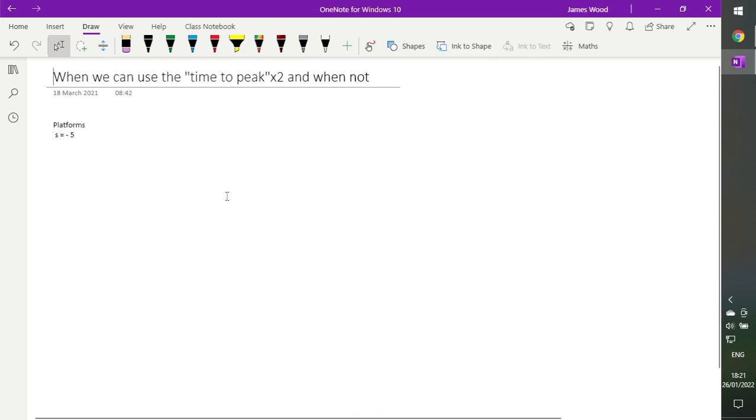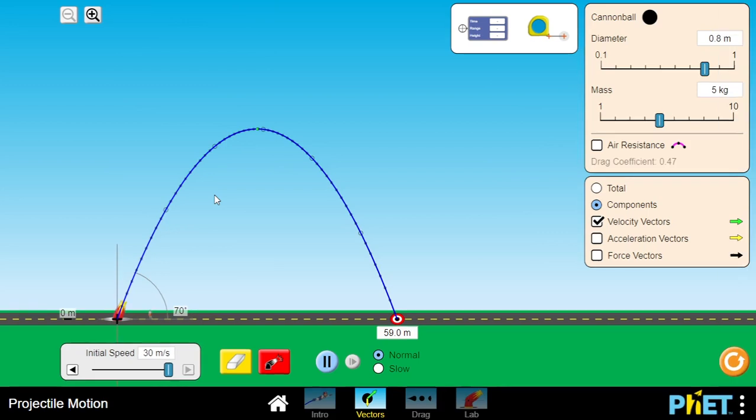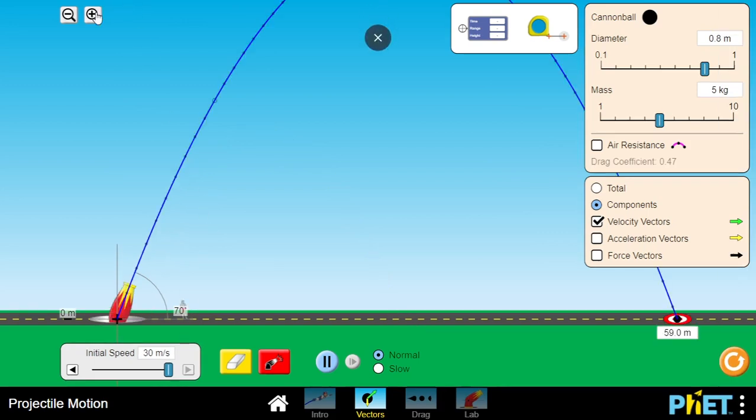Okay, so we talked a little bit about when we can use that doubling kind of shortcut. And I said about how I preferred not to use it. I would rather use displacement equals 0. So let's look at one where we can't use that.